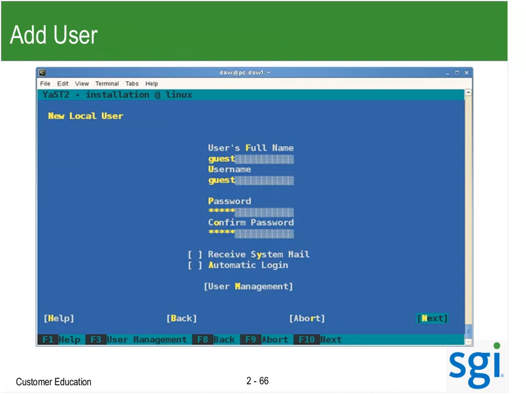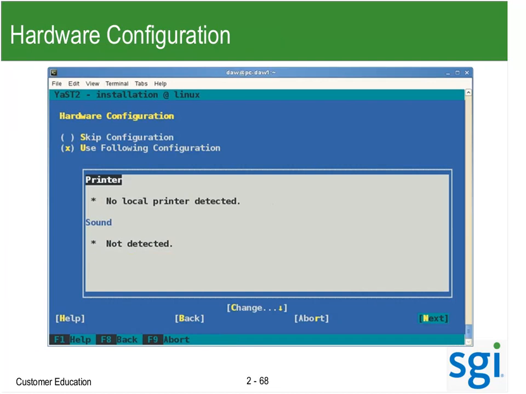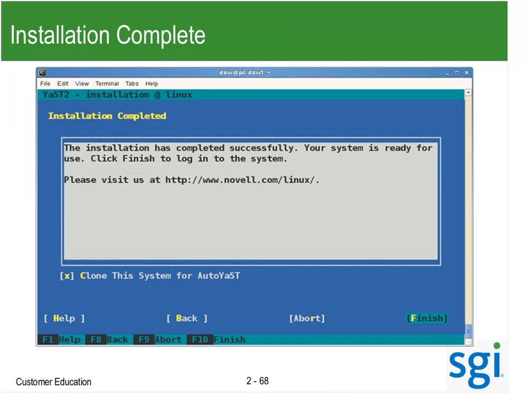And then we do want to add a user just for sanity right now, guest with a password of guest. And then we've got our release notes. Then basic miscellaneous hardware configuration. And then lastly, and here's where we're going to get an auto YAS file for rebuilding the system. We get this installation complete, hit finish, and it will take a little while as it generates an auto YAS file.